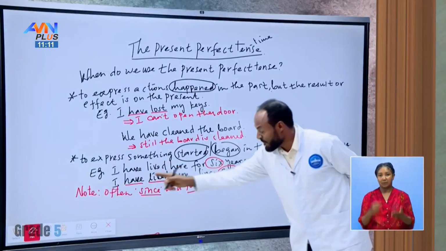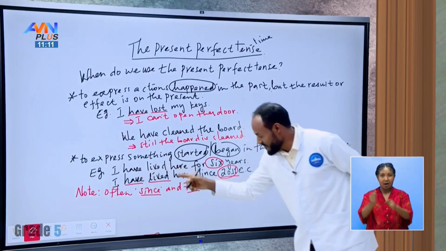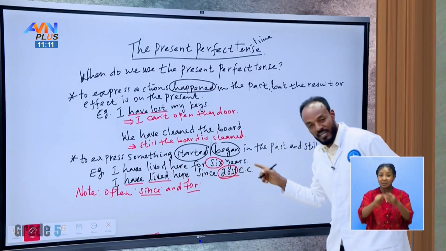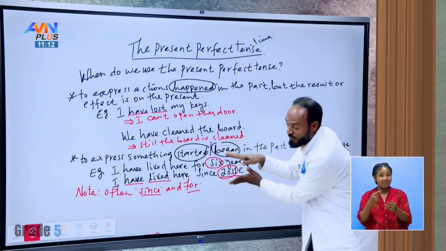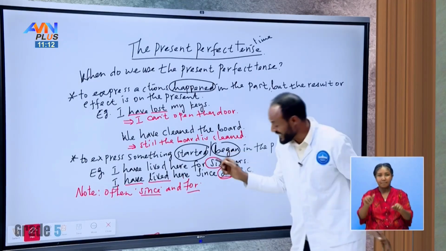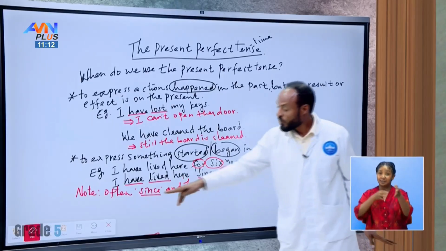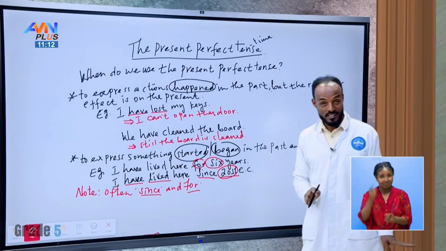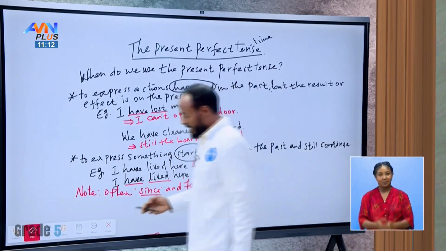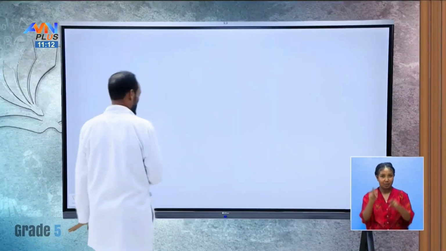Here, I have lived here for 6 years. I have lived here since 2011 Ethiopian calendar. Bear in mind, they have the same meaning. We're using for and since. For such kinds of expression, we have to use since and for. Am I right? Bravo.